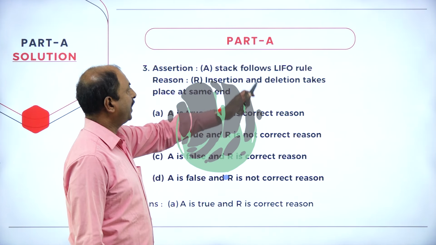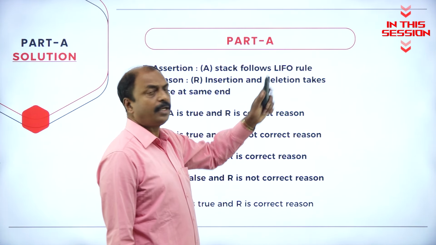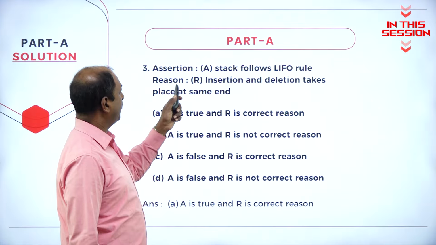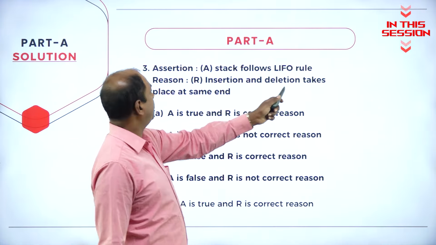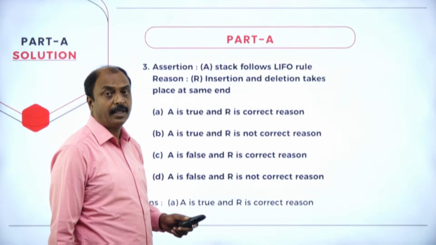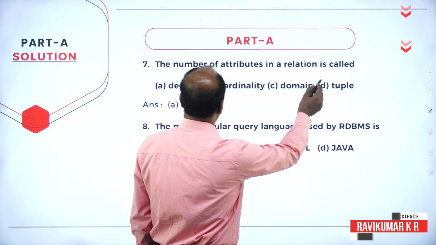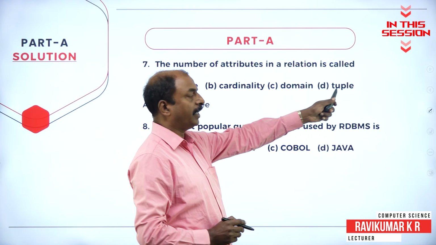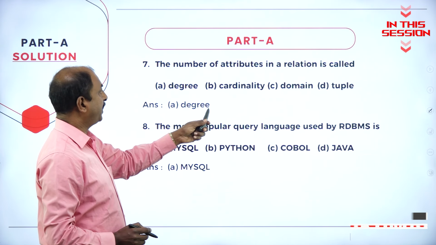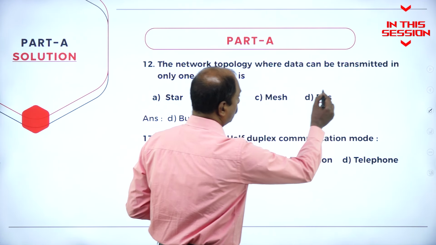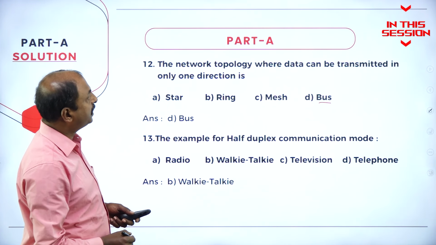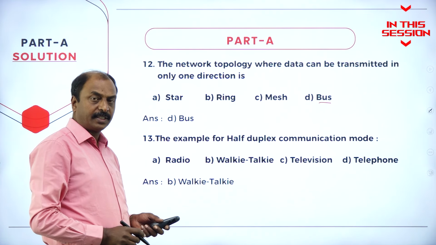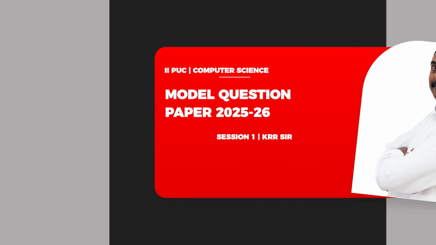Stack follows LIFO rule, means last in, first out rule. And reason is insertion and deletion takes place at the same end. The number of attributes in the relation is called degree, cardinality, domain and tuple. So answer is degree. So in bus topology, the data is transmitted only in one direction, that is unidirectional.